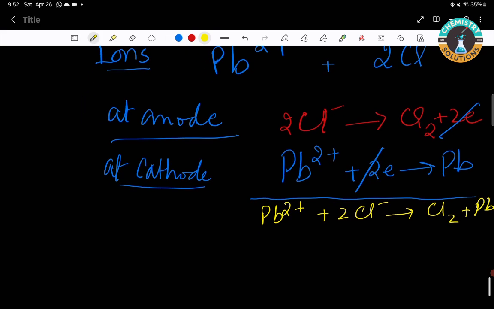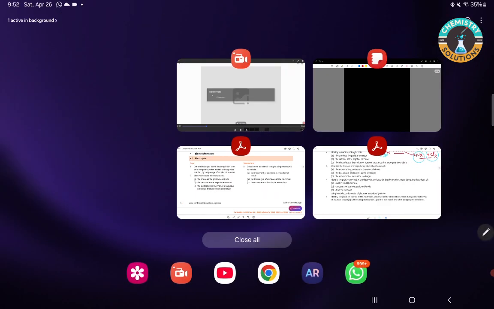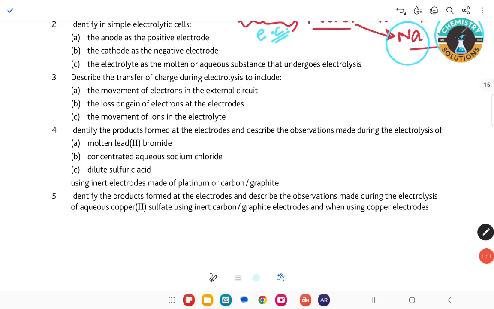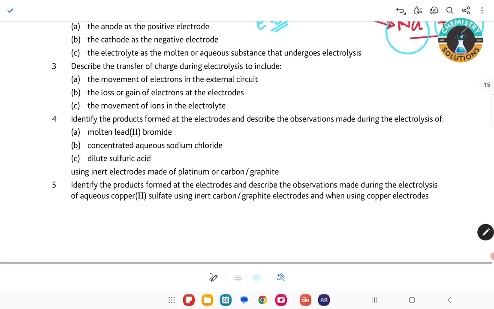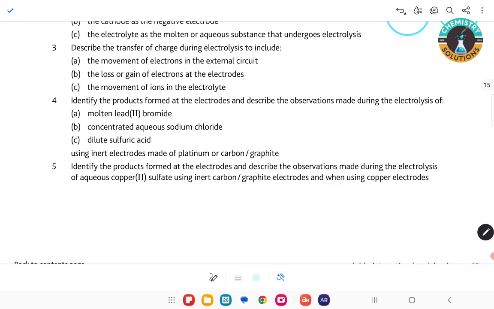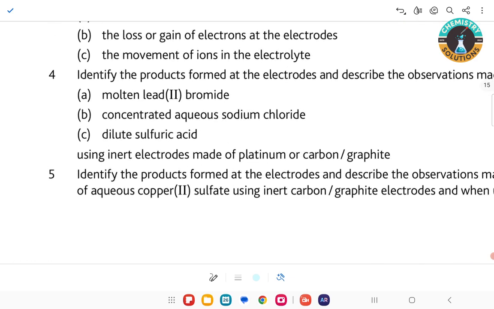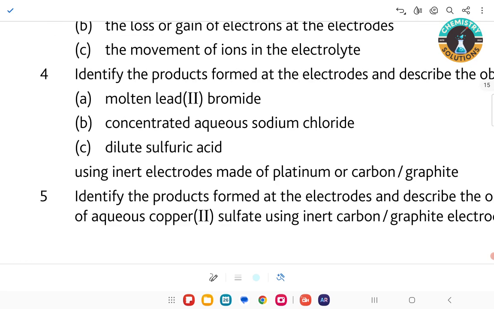If we have a look at the syllabus, the movement of electrons in the external circuit, the loss or gain of electrons at the electrode, and the movement of ions in the electrolyte, we have done it. Molten lead bromide, we have done it. Now we are moving towards part B, concentrated aqueous sodium chloride and dilute sulfuric acid. So here are the concepts in your syllabus.